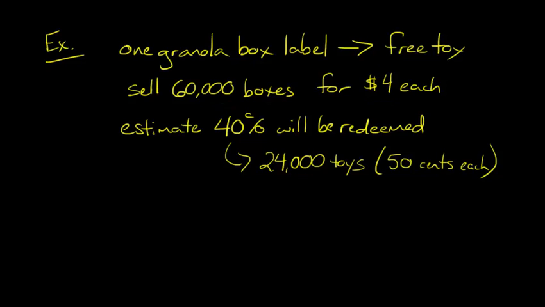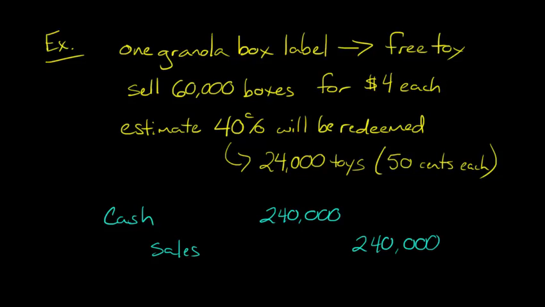Now let's say we got cash for this, so we'll debit cash for 240,000, and then we're going to credit sales or revenue, however you'd like to think about it, 240,000. But now here comes the accrual part. We made these sales. Now we haven't had anybody actually redeem these labels yet, but it's probable that they will, and we can go ahead and estimate it, right? That's what this is about.